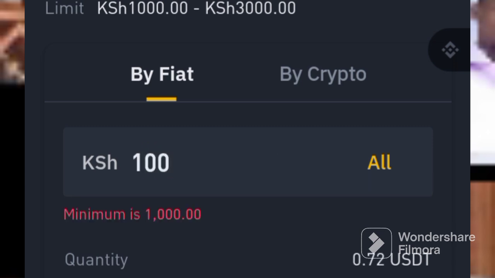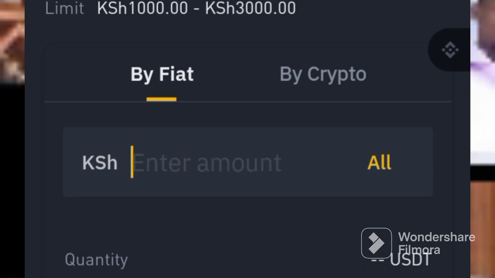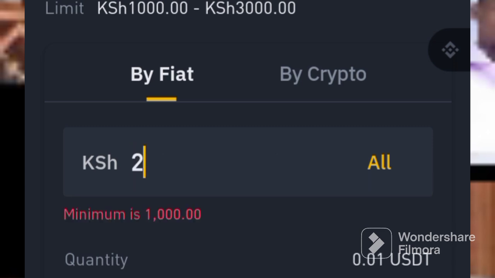And again up there you see there's a limit, 1,000 Kenyan shillings to 3,000. This means that for this trader, the minimum you can buy is 1,000 shillings, and the maximum you can buy is 3,000 Kenyan shillings. You can just do that according to your budget. For example, I'm just showing you for educational purposes, you can decide to buy this 3,000.